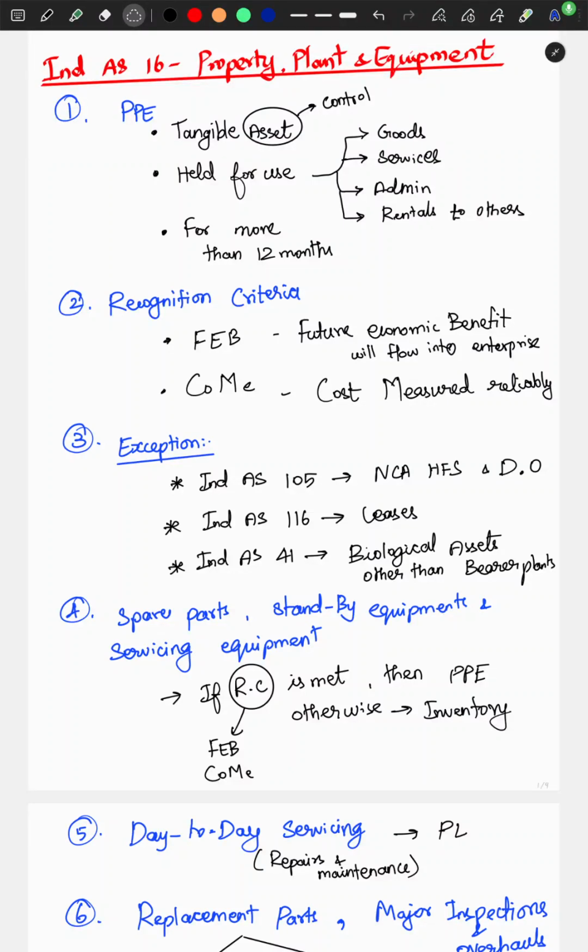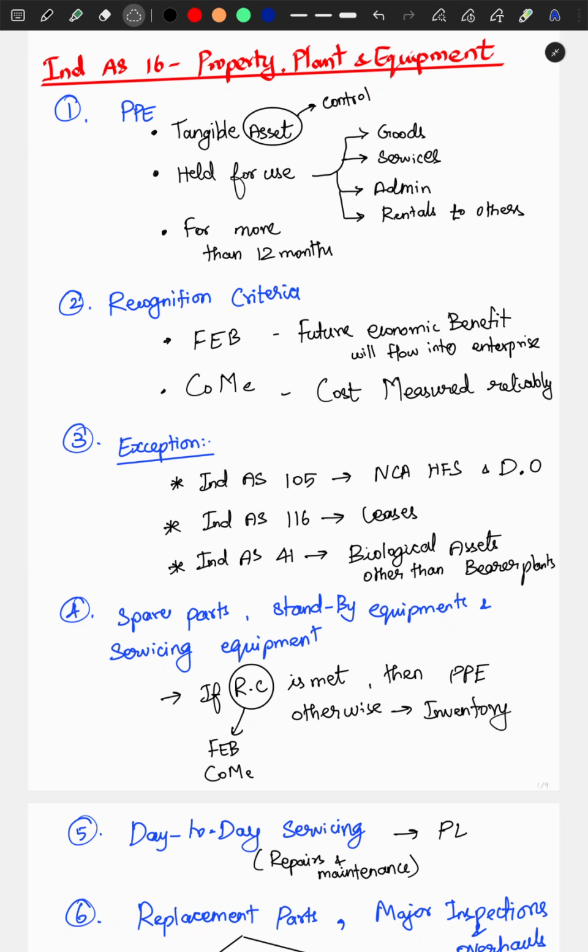Hi CA students, let's quickly revise Ind AS 16 Property, Plant and Equipment. PPE is nothing but a tangible asset. Asset means we should have control over the asset, and it is held for use for goods or services, or for administrative purposes, or for rentals to others, and it should be held for more than 12 months.